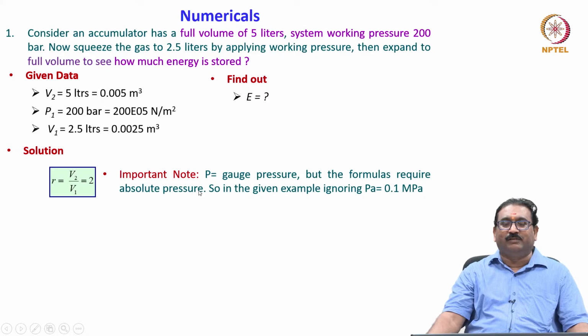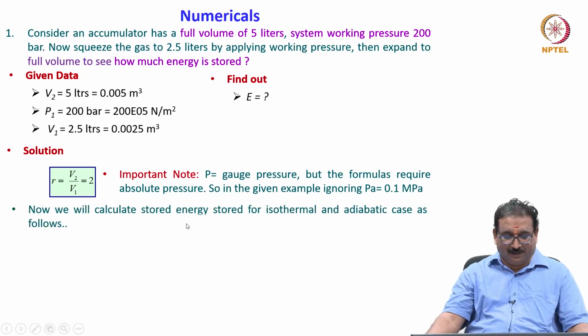Please note, friends, very important, it is also a caution for you people. P is a gauge pressure, what they are given. But all formulas what we have calculated previously require the absolute pressure, meaning you have to add the atmospheric pressure. Or you will write the note, in the given example, I am ignoring the atmospheric pressure, which should be 0.1 MPa or 1 bar. Now, we will calculate the stored energy for isothermal as well as adiabatic case as follows.